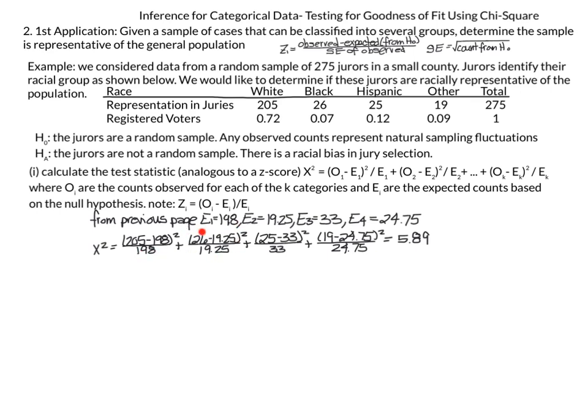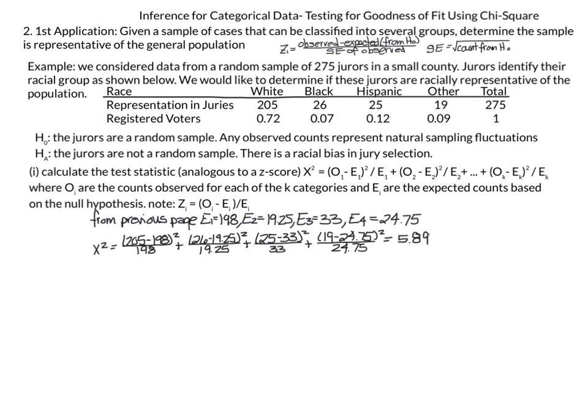For our second group, observed minus expected is 26 minus 19.25. We square that and put that over expected, 19.25. We take our third group, 25 minus 33 squared over 33, and then our fourth group, other, so that's 19 minus 24.75 squared over 24.75, and we get a 5.89 for chi-squared.